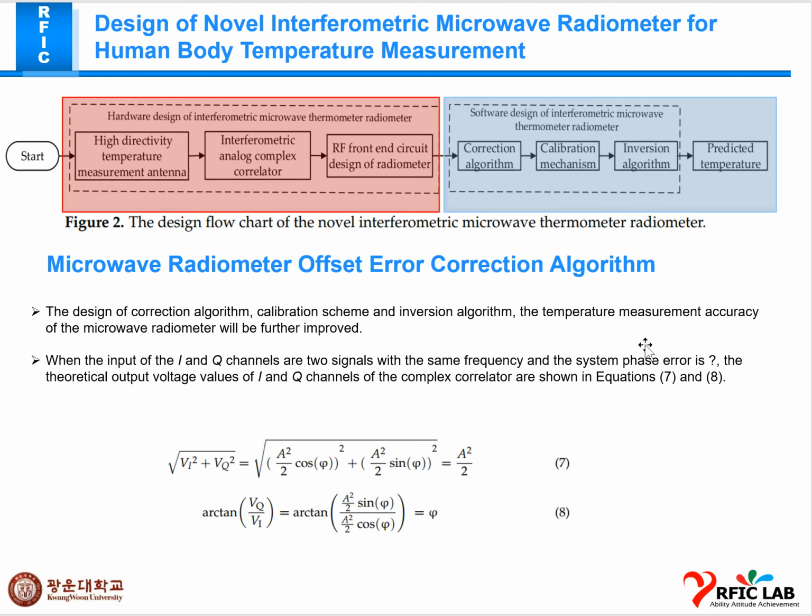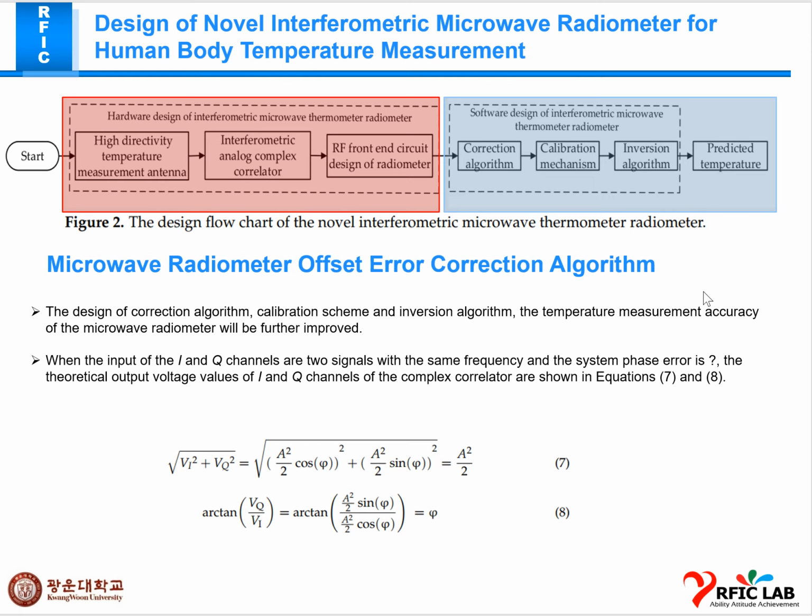In this, the input I and Q channels are two signals with the same frequency and the same system phase error, and there were two equations: the voltage output V_I squared and V_Q squared, each equal to (A squared over 2 cos theta) whole squared plus (A squared over 2 sin theta) whole squared, where cos squared plus sin squared equals 1. So after calculating, the final result is A squared over 2. This becomes the seventh equation.